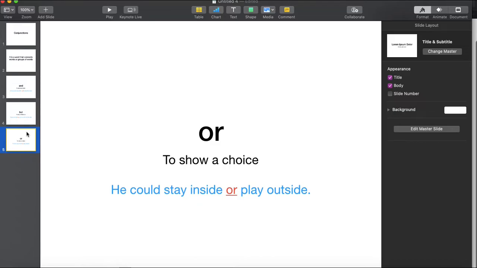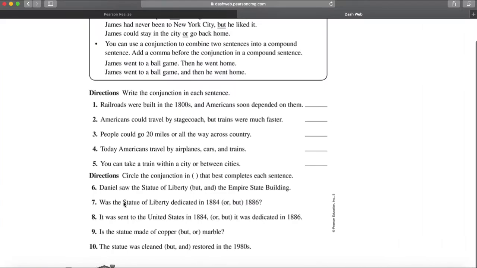Now let's start solving the book to understand more. All of you, I want you to open page 364 in the Readers and Writers Notebook. Now let's read from question 1 to number 5. We should write the conjunction in each sentence.